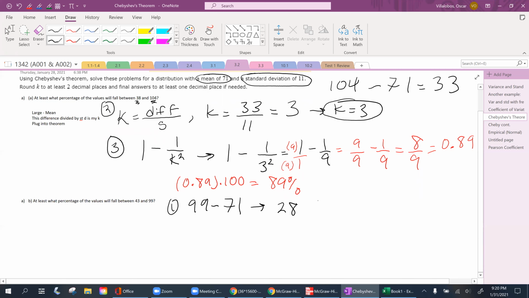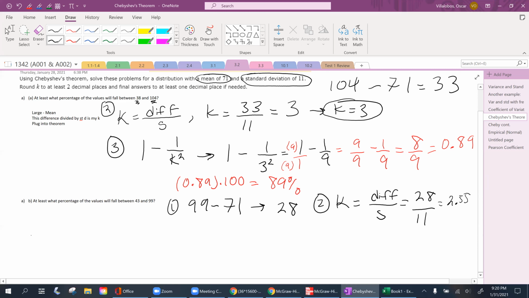And now I can apply that to formula 2. Formula 2 said k is equal to the difference that I just found divided by the standard deviation. So that is going to be 28 divided by 11. That's going to give me a decimal, and we said 2 decimal places, so this is going to be 2.55.